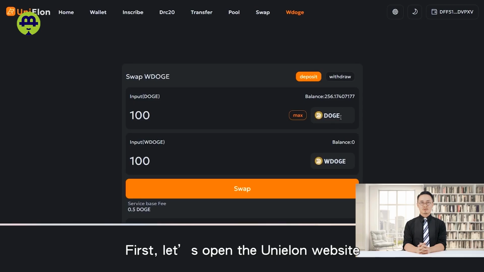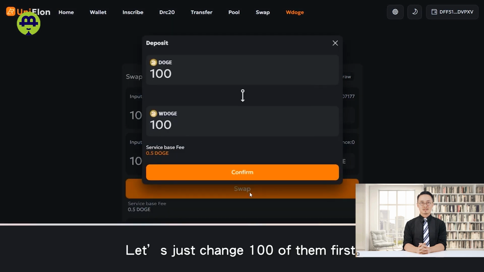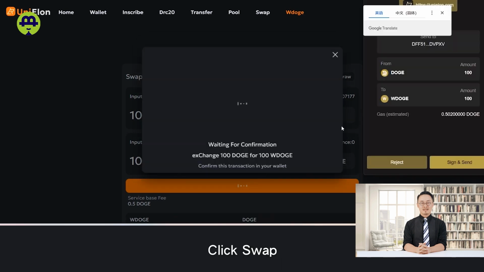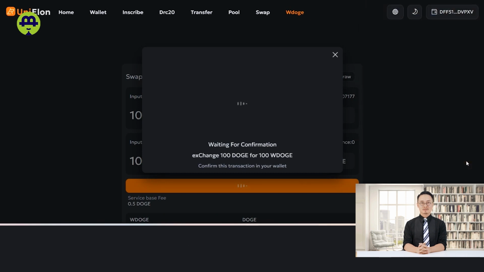First, let us open the Unielon website and connect the wallet. Let us first get Dogecoin. Replace it with the Doge. Let us just change 100 of them first. Then after selecting, click swap, and click confirm again. Then we can see the gas fee is about 0.5 Dogecoin. This is very little.